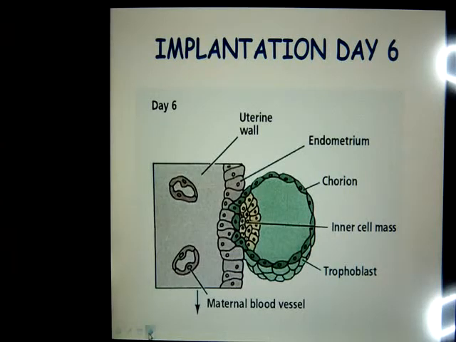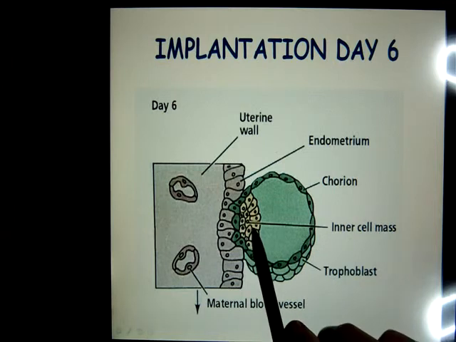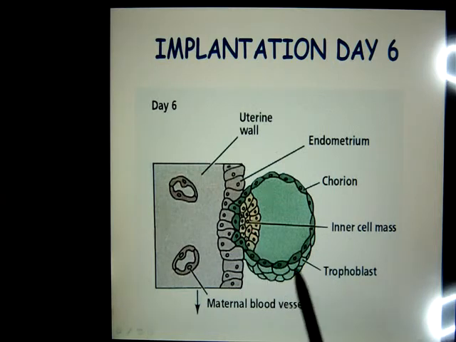So let's talk about the important events that occur after implantation. After that blastocyst has implanted in the uterine wall, the blastocyst looks like this. We've got the inner cell mass, which of course will become the baby, and the trophoblast, which of course will contribute to the development of the chorion and the placenta, things I'll talk about later on.